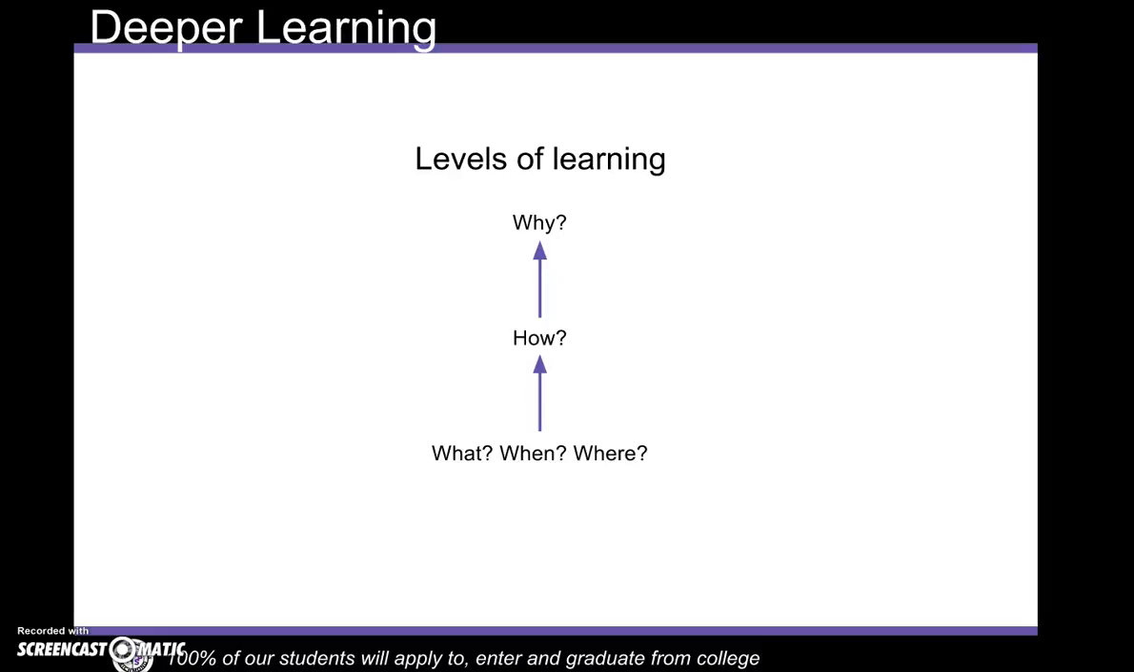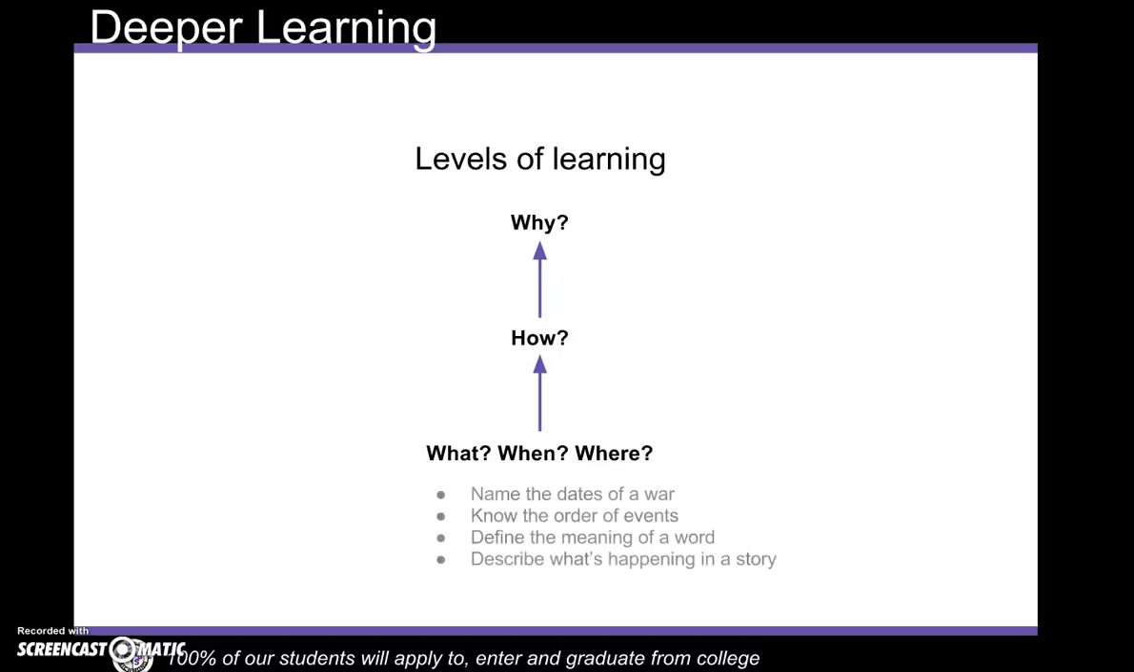Let's look at some objectives for each of these levels. For what, when, and where, an objective might be around knowing the name and dates of a war, or the order of events, or defining the meaning of a word, or describing what's happening in a story. These are things you might do at the beginning of a unit, or when you're first being introduced to a skill. It makes sense to have a lower level of learning when you're first learning something brand new.